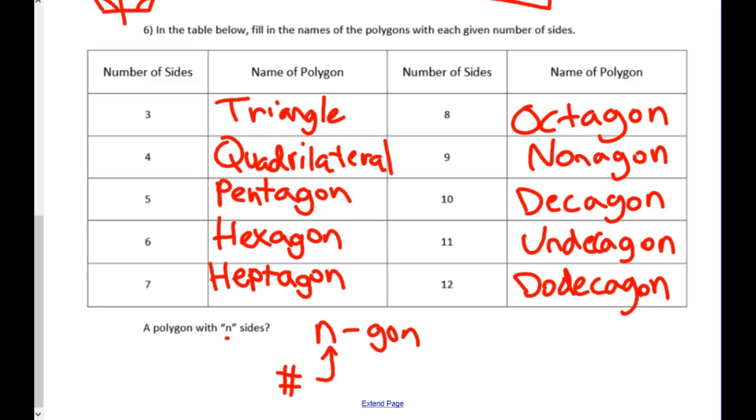Now you're going to use all this information to do today's assignment. Yes. So you're going to use that to do this assignment. Should be kind of easy.